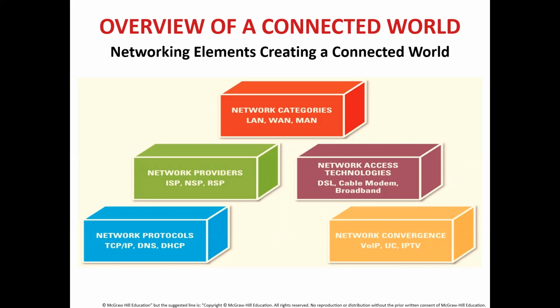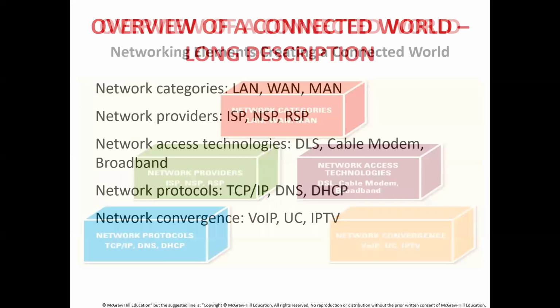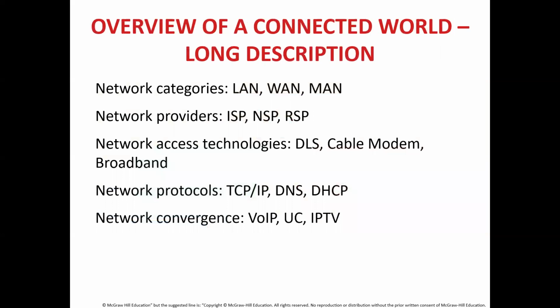So the elements that create a connected world are the network categories, the network providers, network access technologies, network protocols, and network convergence. Networks range from small 2-computer networks to the biggest network of all, the internet. A network provides 2 principal benefits: the ability to communicate and the ability to share. Email is the most popular form of network communication.